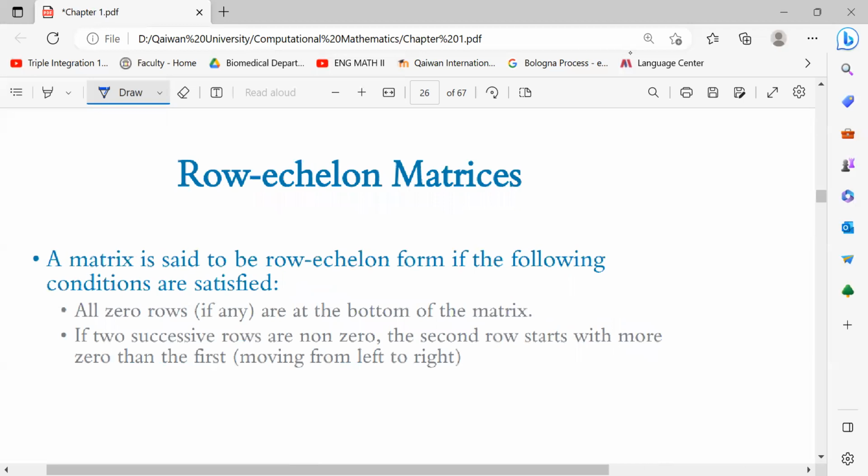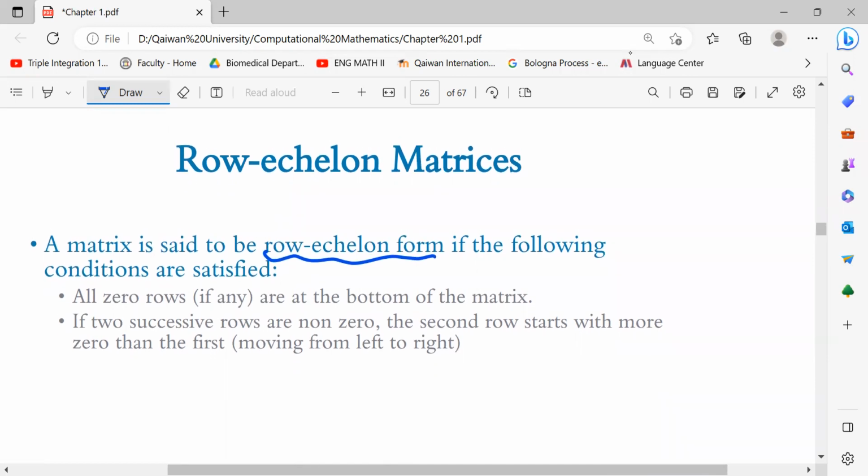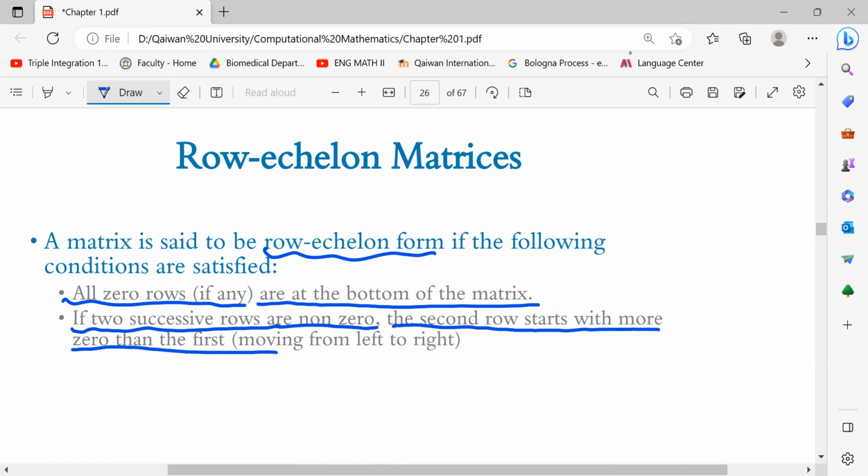Then we have row echelon form. We say a matrix is said to be in row echelon form if the following conditions are satisfied. First, all zero rows, if any, are at the bottom of the matrix. That means if we have a row in which all its entries are 0, it must be at the bottom. And if two successive rows are non-zero, the second row starts with more zeros than the first, moving from left to right.